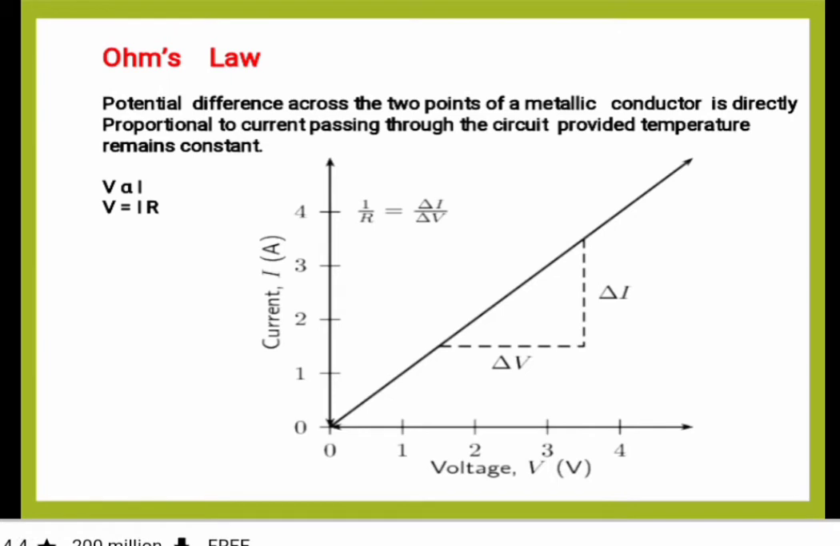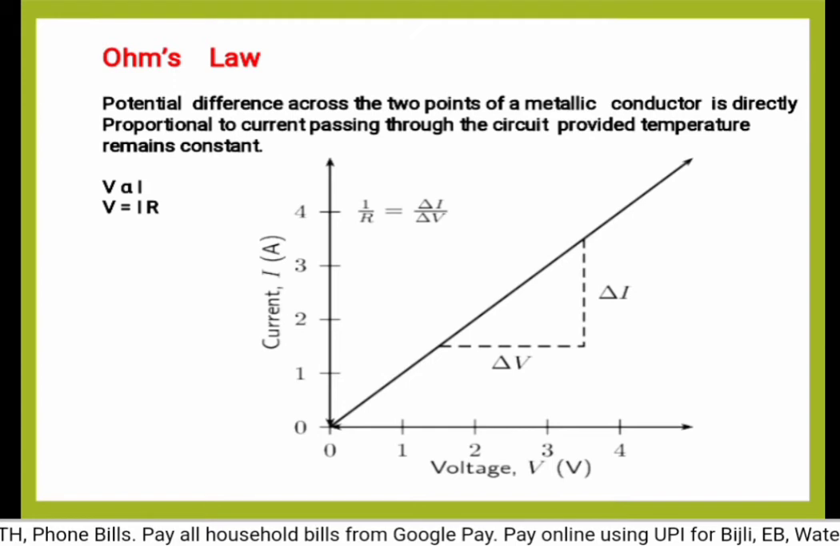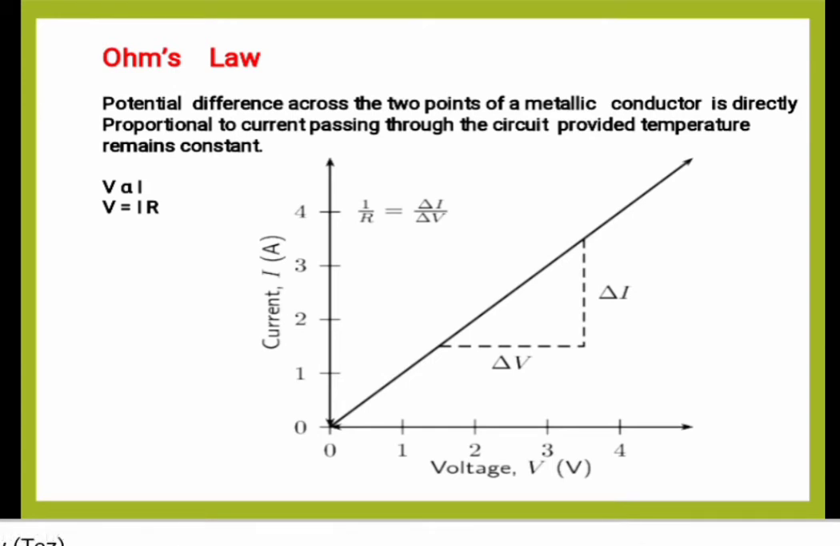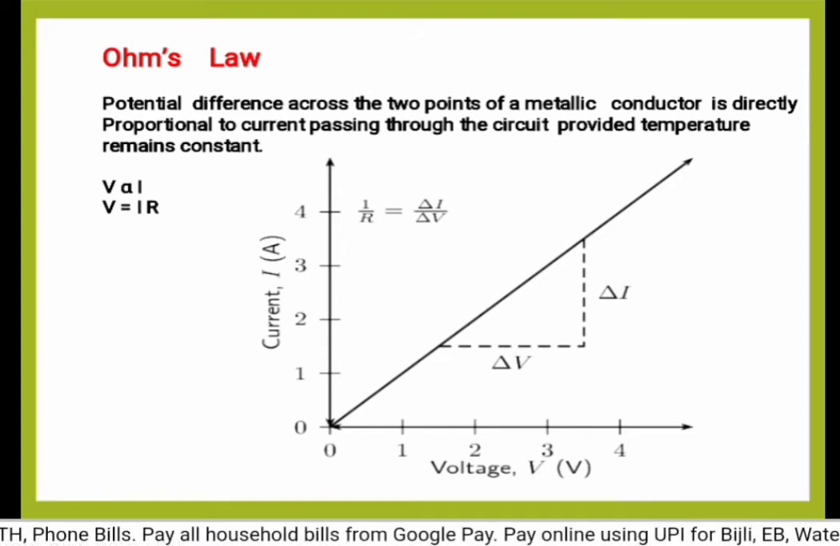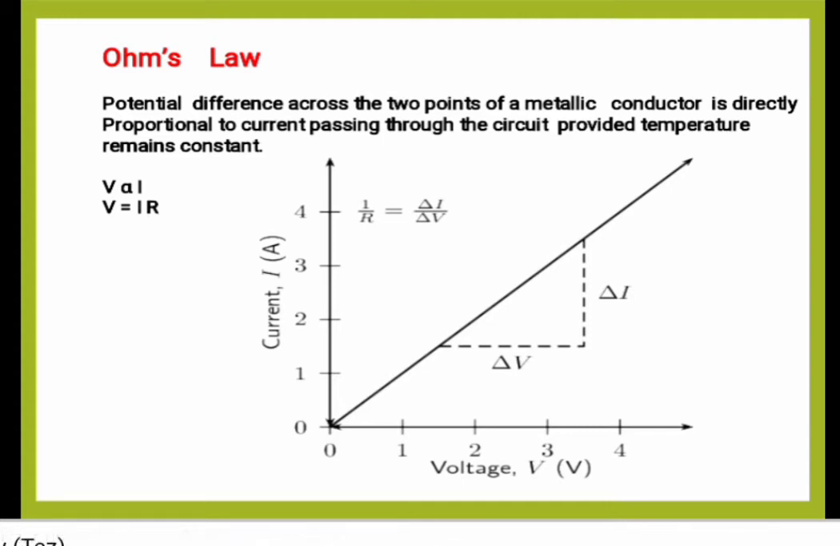Now Ohm's law, very important. What is Ohm's law? The potential difference across the 2 points of a metallic conductor is directly proportional to the current passing through the circuit, provided temperature remains constant. Directly proportional means both are increasing. When voltage is increasing, current is also increasing. Through this graph you can see that current is taken on the y-axis and voltage on the x-axis. The straight line represents ohmic material. Ohmic materials are those materials which obey Ohm's law.